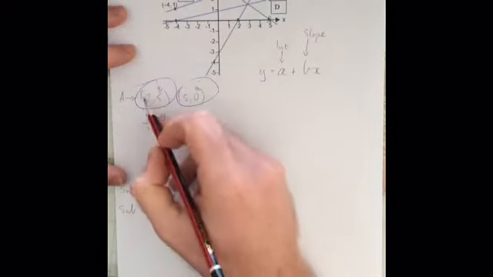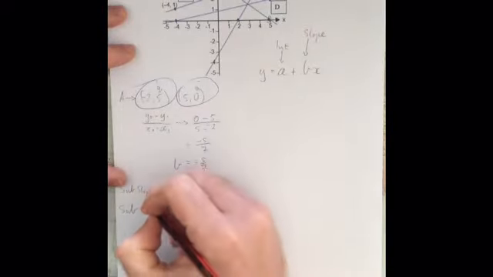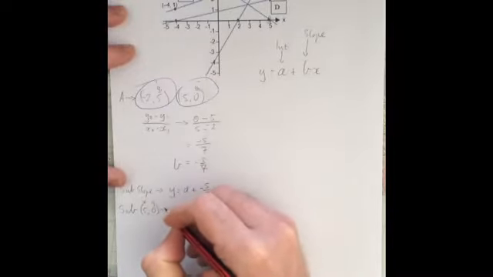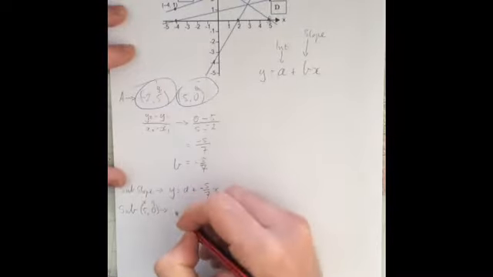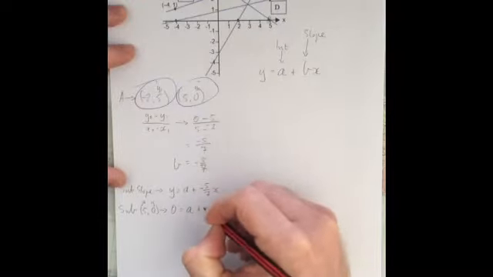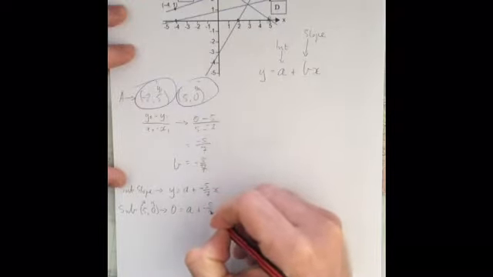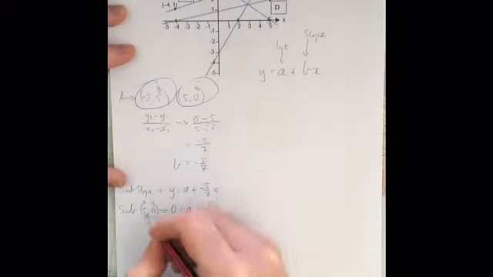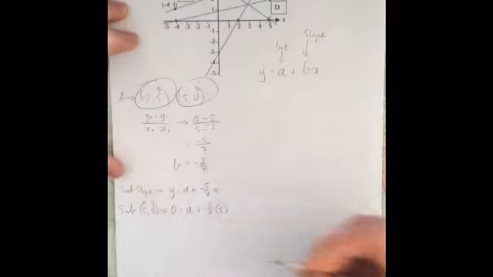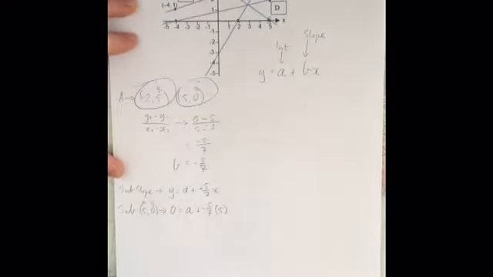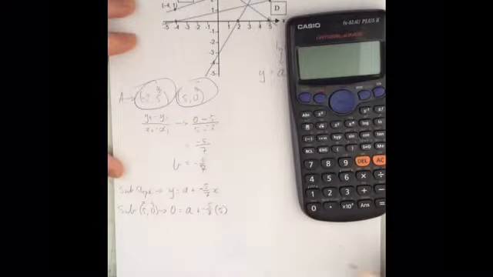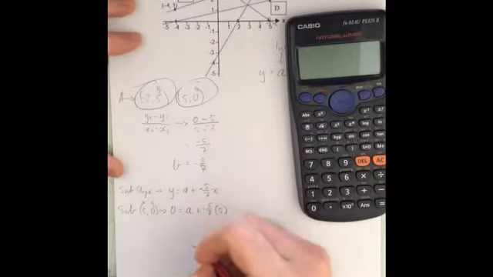You know, you could use either. You could substitute in this. So 5 and 0, so x and y, into our equation. So you'll see y becomes 0 equals a plus -5 over 7 times x, which is now 5. Okay. And all we have to do now is transpose it to get a on its own, to make a the subject.